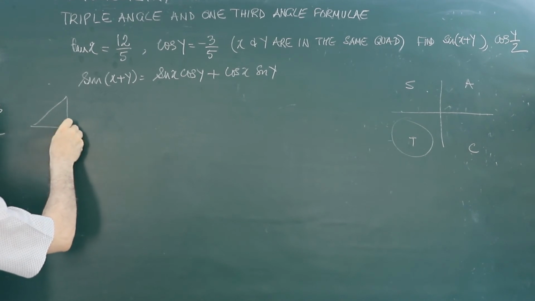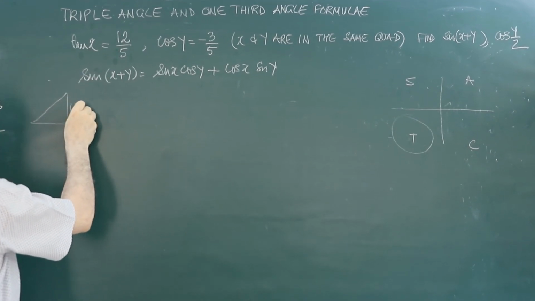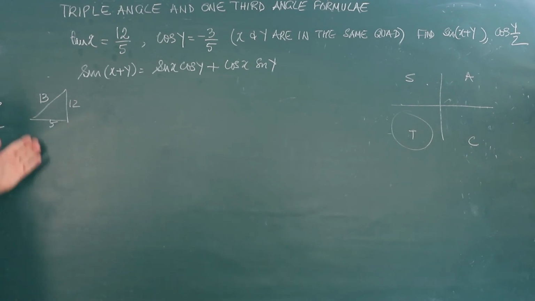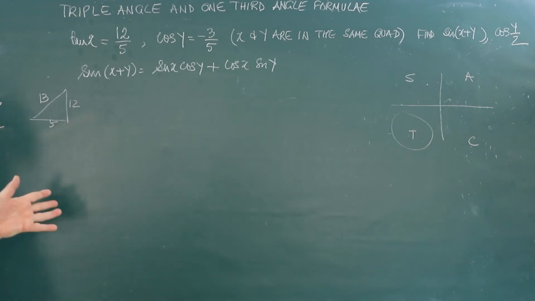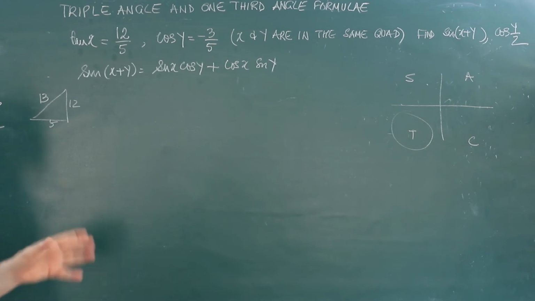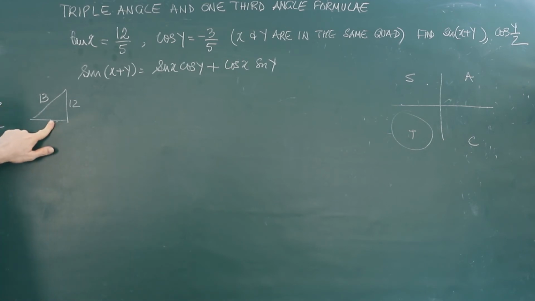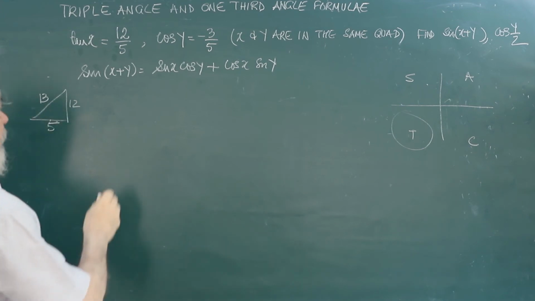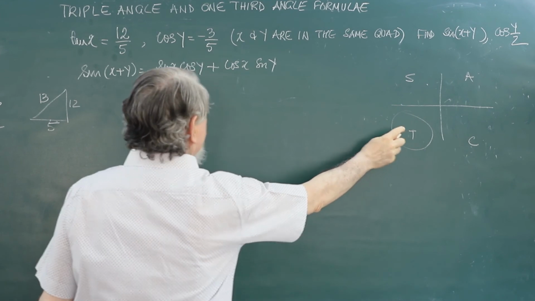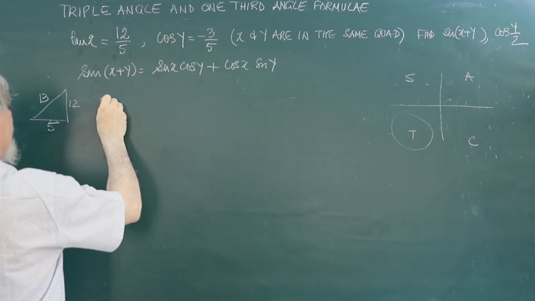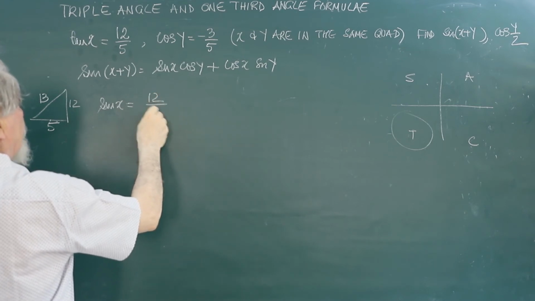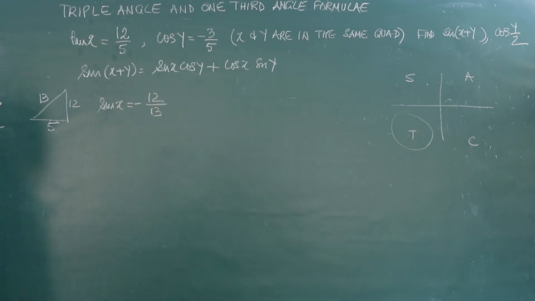We always make a right angle triangle. Tan is perpendicular upon base. The hypotenuse comes out to be 13 by applying the Pythagoras theorem. Whenever you do this, don't bother about the sign. Just apply the Pythagoras theorem and get all three sides. Now I want to calculate sin X. In the third quadrant, sin will be negative. So sin X would be perpendicular upon hypotenuse but minus, because X and Y are in the third quadrant.